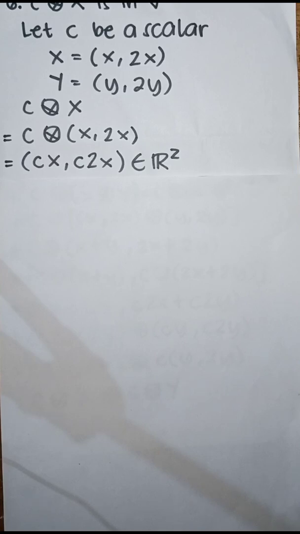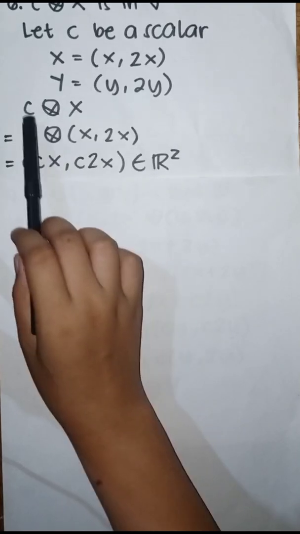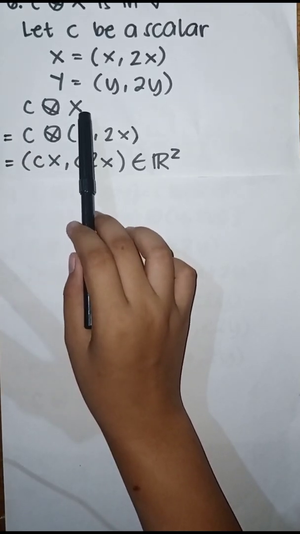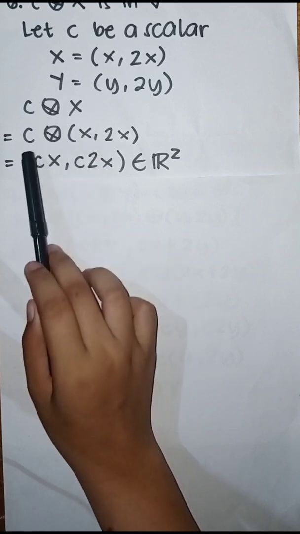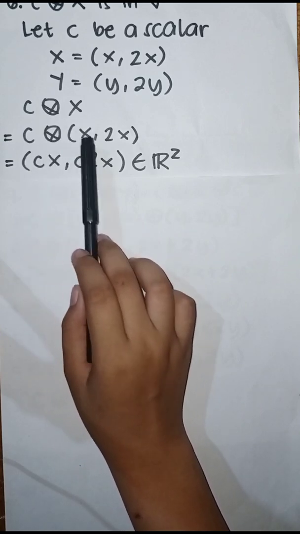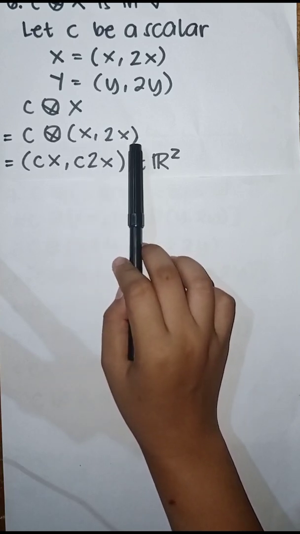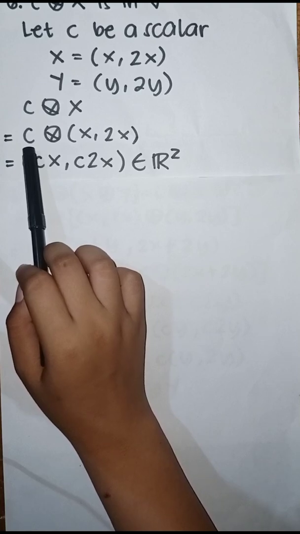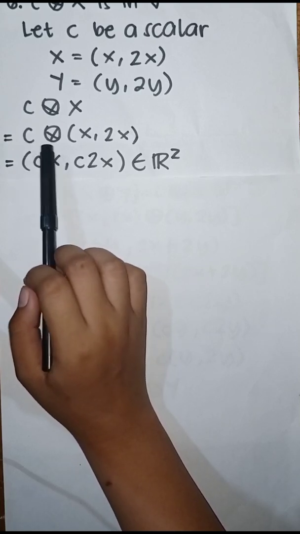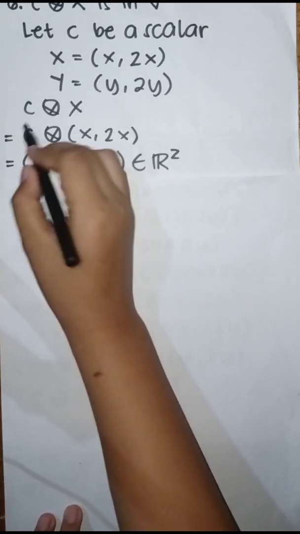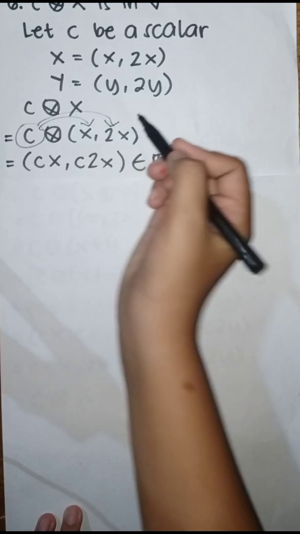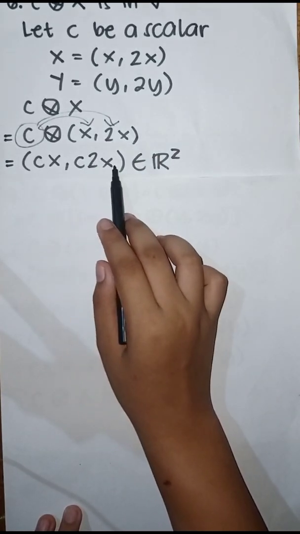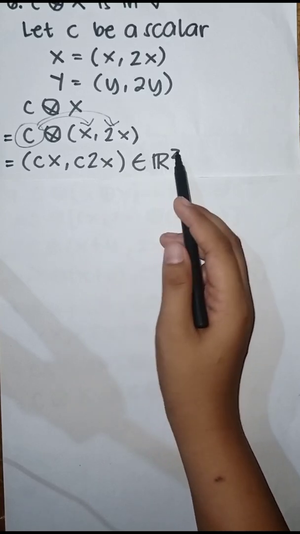For axiom number 6, we have c times x is in V. So let c be a scalar and x is equal to x, 2x. So c times x. And then after that, we're going to substitute the value of x. So we now have c times the quantity, or the ordered pair, x and 2x. By distributing c to each of the coordinates in the ordered pair, we now have cx and c2x that are elements in R squared. So axiom number 6 is satisfied.